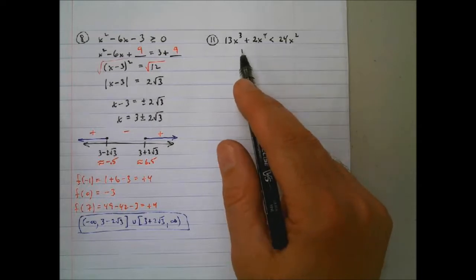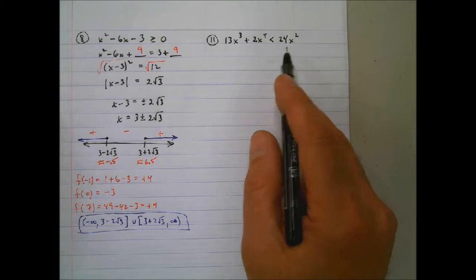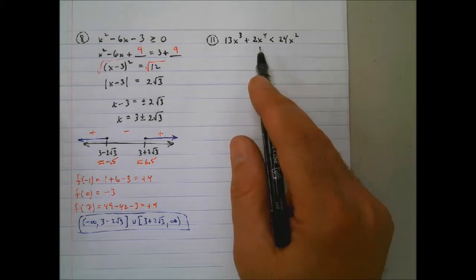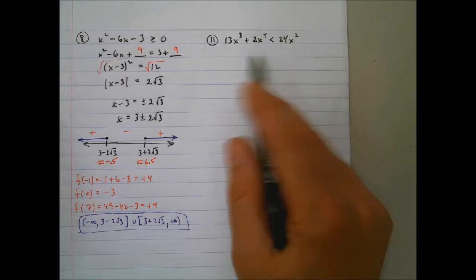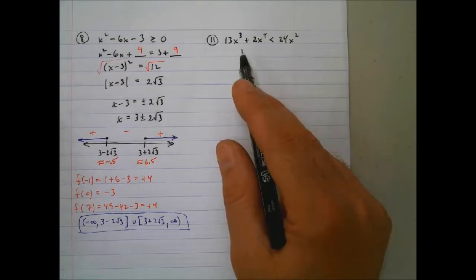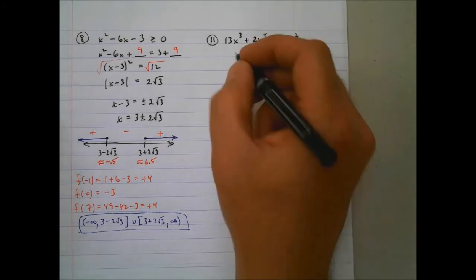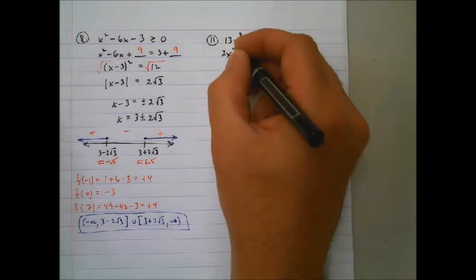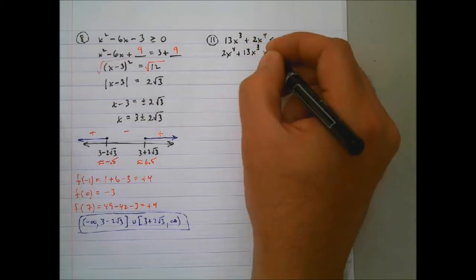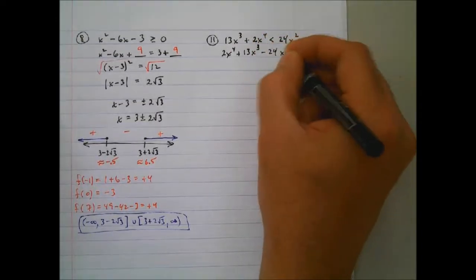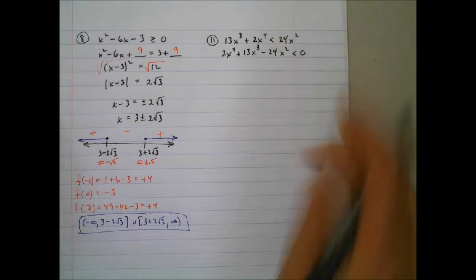Now, let's look for the highest power of x. Highest power of x is the x to the 4th. It's positive already. It's here on the left side. So let's move everything to the left and get it in descending powers of x. So 2x to the fourth plus 13x to the third minus 24x squared is less than 0.